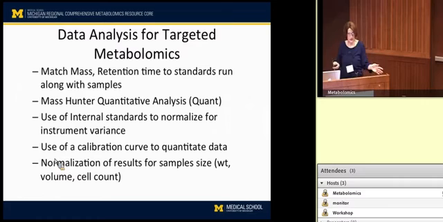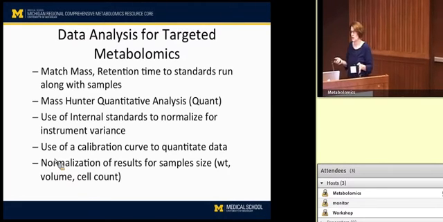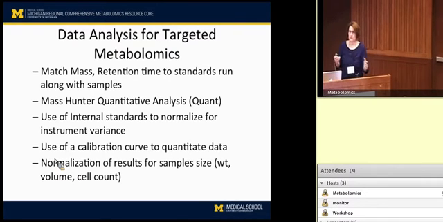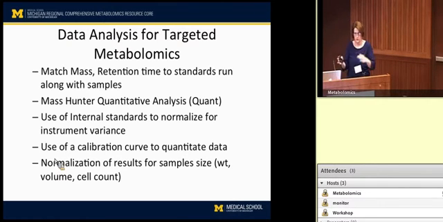Okay, so the basic concept of doing data analysis for targeted metabolomics is that we're going to be matching the mass and the retention time of the metabolites in the study with authentic standards that are run before and after the samples. We've done these assays a number of times, so we know exactly where that metabolite is going to come out. But in this particular case, we run those standards before and after your samples. I'll show a slide in a little bit to go over matching the mass for mass spectrometry, or for targeted in particular.